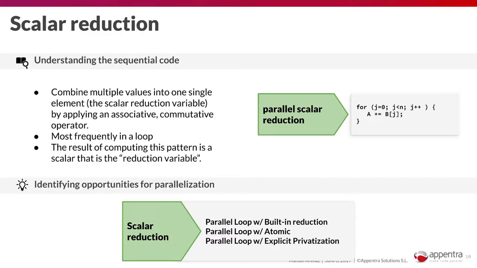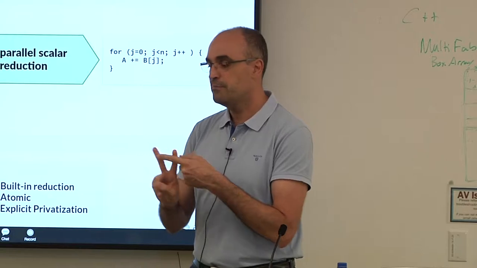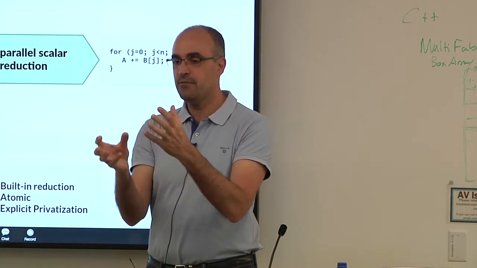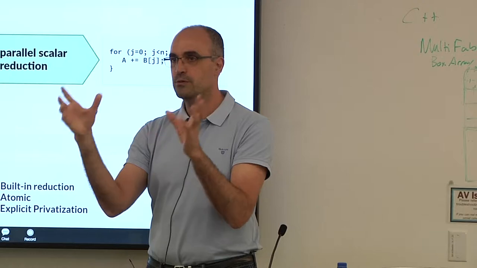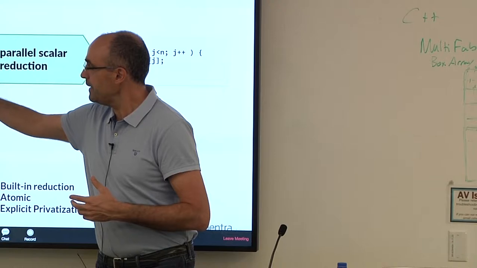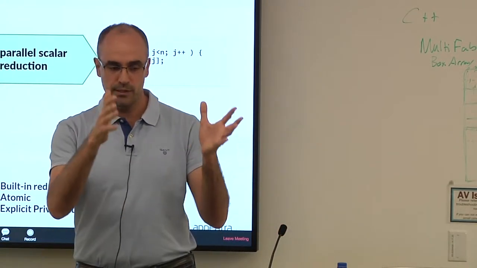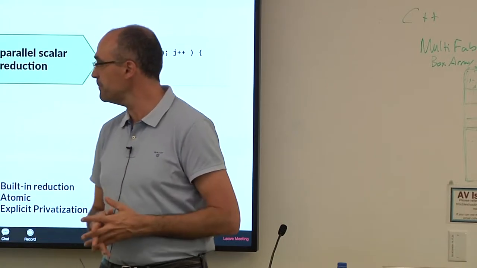Scalar reduction. What you are doing is computing multiple values and reducing them into one single value. That is called the scalar reduction variable. Important here, you cannot use any operator. You need to use an operator that fulfills two mathematical properties, commutativity and associativity, because this enables reordering. 2 plus 3 equals 3 plus 2 mathematically, but not computationally. Okay? So you need to guarantee that the operator fulfills these two properties for you to compute the scalar reduction in parallel.